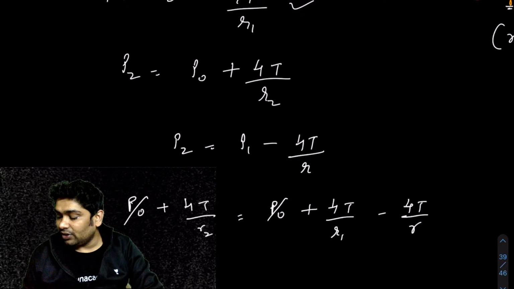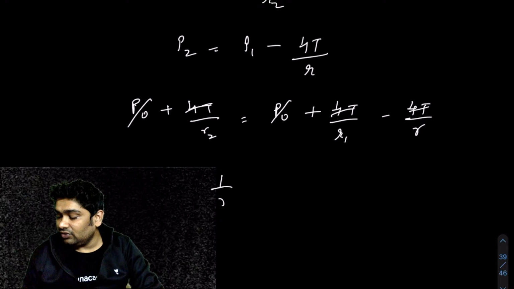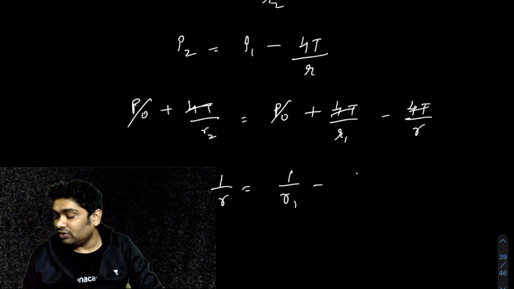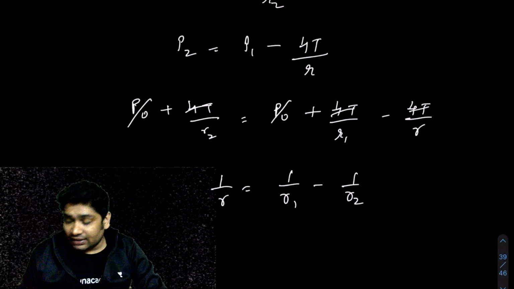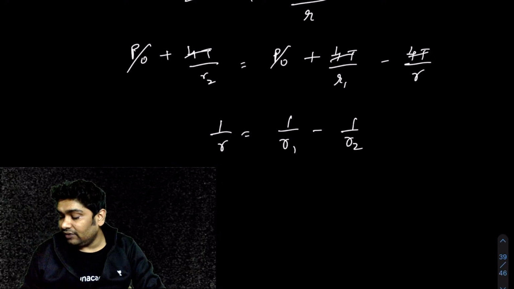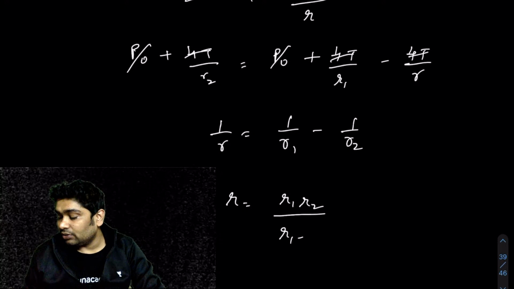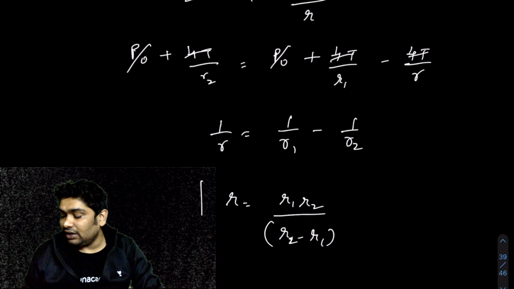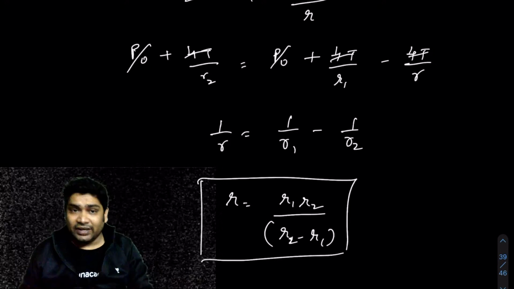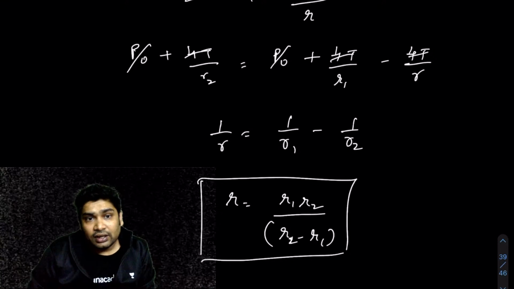तो ये P नॉट कैंसिल हो जाएंगे, सारे 4T's कैंसिल हो जाएंगे, एंड व्हाट यू विल रियलाइज इज दैट 1 over R equals 1 over R1 minus 1 over R2। सो ये एक बहुत ही स्टैंडर्ड सा प्रॉब्लम होता है, एंड वेयर R would be equal to R1 R2 over R2 minus R1. So very standard problem where basically you're making two bubbles stick together and you're trying to find out the radius of the common portion.